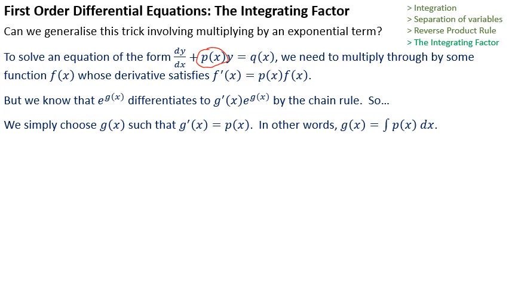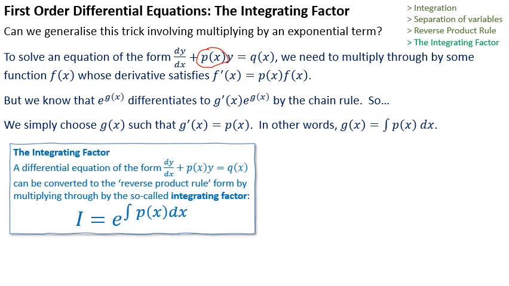Well, something which differentiates to p of x is equivalent to saying the integral of p of x. So we need e to the power of the integral of p of x. It's a bit of a mouthful, but it's a really powerful idea, a powerful expression to use. So it's known as the integrating factor. It's a factor, it's something we multiply through by so that it becomes a factor of the left-hand side, and that will allow us to take advantage of the reverse product rule process.